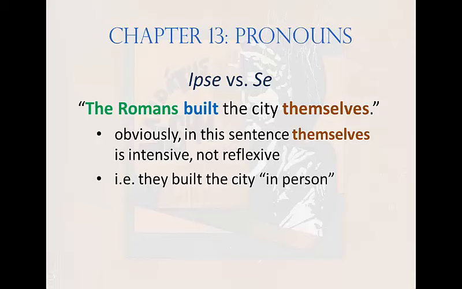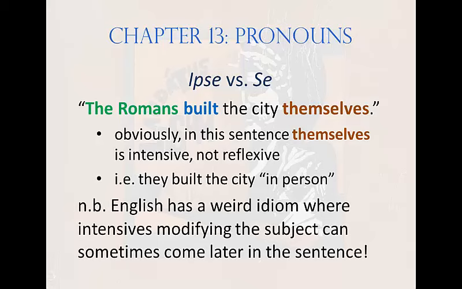The Romans themselves, not Greek slaves, built the city. But there's a verb between the Romans and themselves. Themselves should be reflexive, but it's not. So there must be a weird idiom in English in which intensives can be put at the end of the sentence and still refer to a noun earlier in the sentence, which means that pattern in which intensives follow the noun they go with is only a tendency, not a rule. Isn't that just annoying? Stupid English!